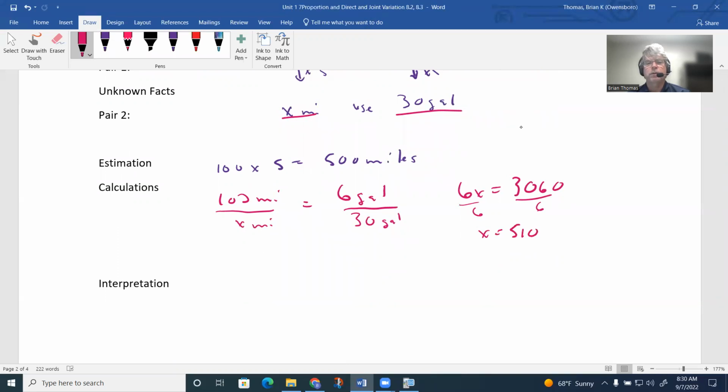And notice that the estimation was around 500 miles. So that makes sense. My interpretation is I can travel 510 miles on 30 gallons of gas. So that would be my interpretation.